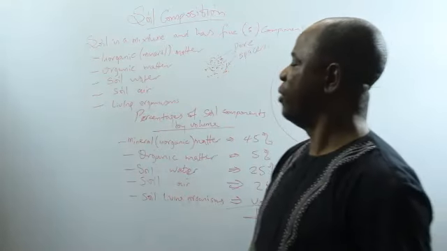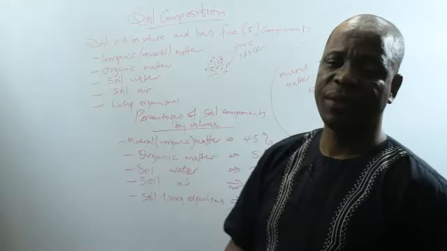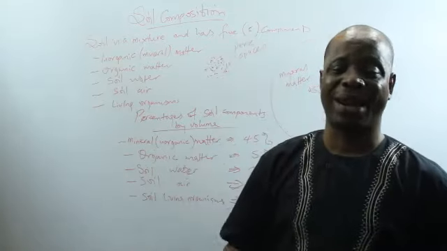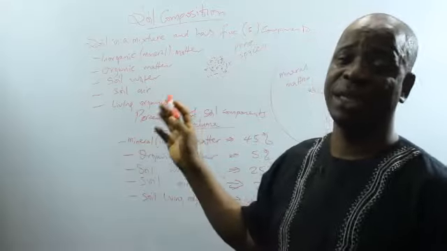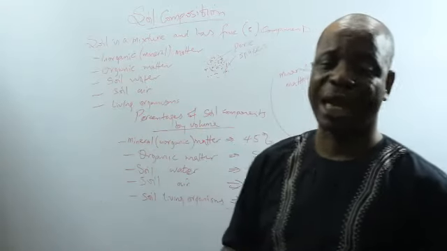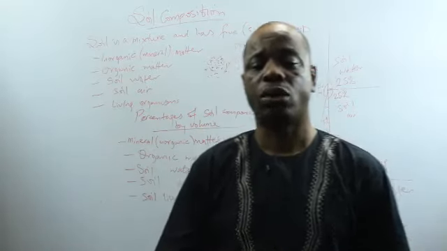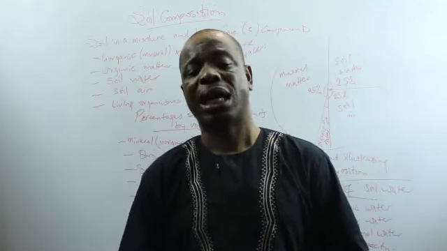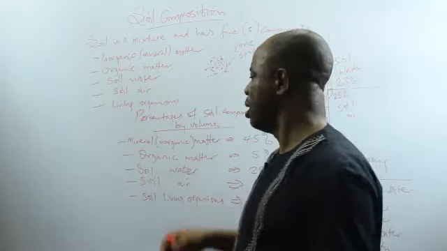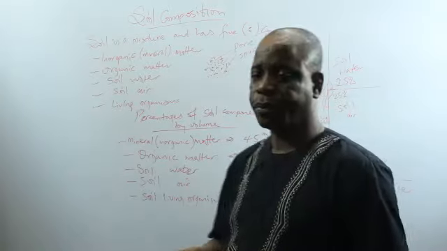Now you have living organisms in the soil. These living organisms are the ones living inside the soil, like I've mentioned under the factors affecting soil weathering. Organisms like earthworms, termites, rodents, and even microbes like bacteria, all these organisms live inside the soil.